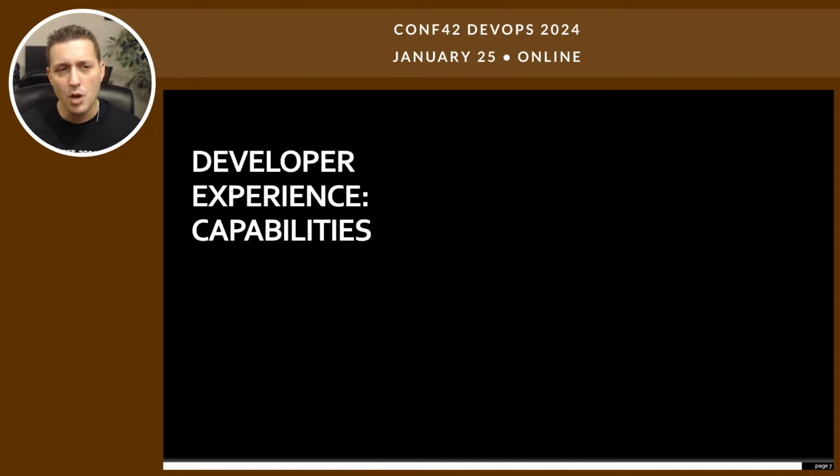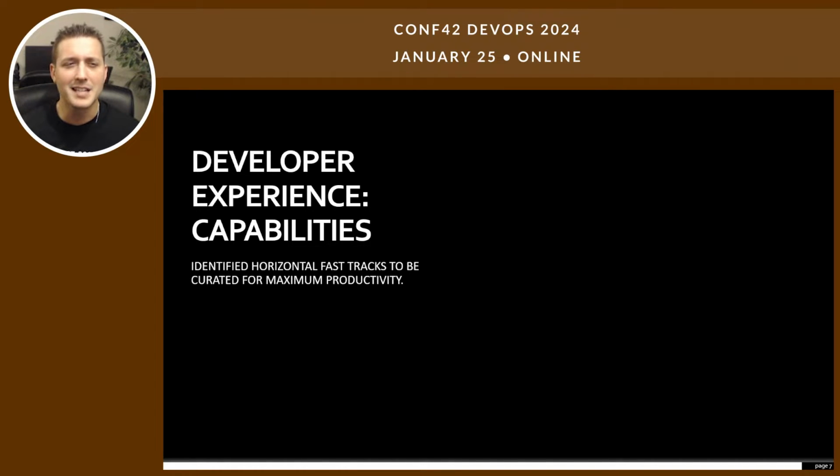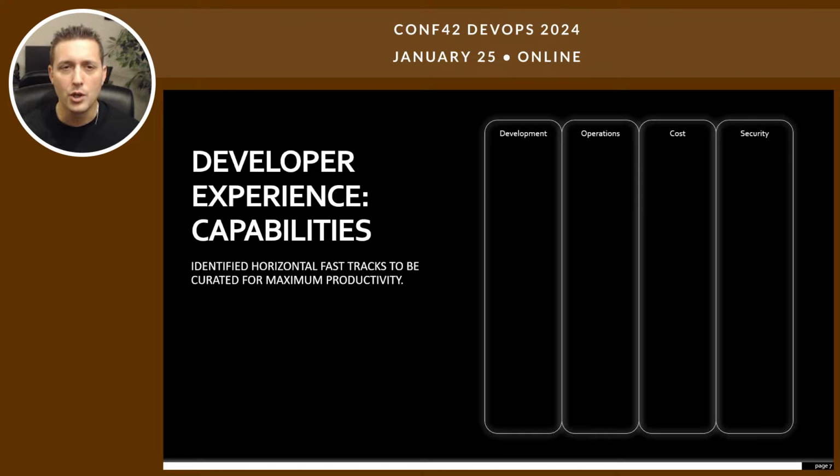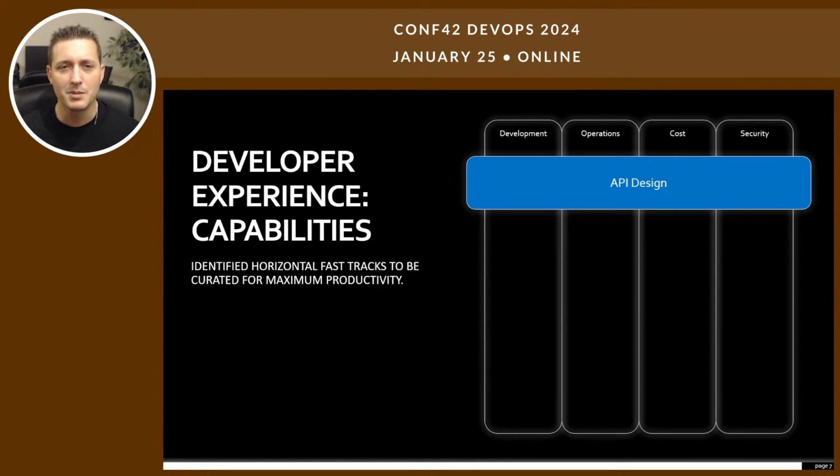So at SPS Commerce, we focus on developer experience capabilities. And we think of these capabilities as identified horizontal fast tracks that we want to curate for maximum productivity across the organization. What are the things that we do most often, and how can we make them better across it all? And so if we draw the organization in these common sets of verticals, we can begin to think about these types of stories. API design is a really good one. For SPS Commerce, we are zoning in specifically on our API design process as an API-first organization and how we deliver great APIs.